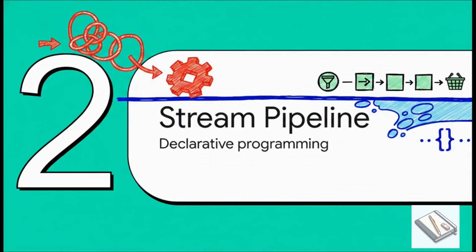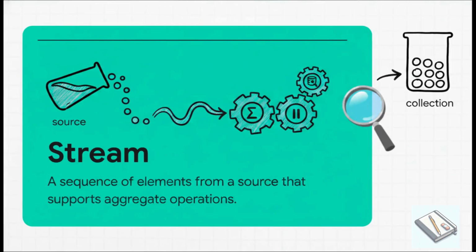Moving right along to Section 2, building the stream pipeline. Before we write any code, let's make sure we're on the same page about what a stream actually is. It's fundamentally different from a collection. While a collection is all about storing data, a stream is about computing it. It's a sequence of elements from a source that supports aggregate operations. And the coolest part? It computes elements on demand, which is what we call lazy evaluation.